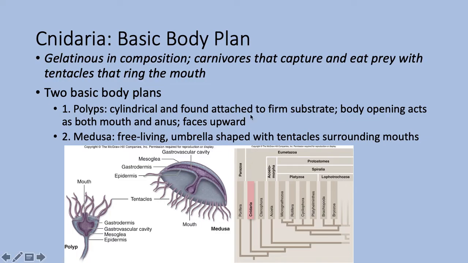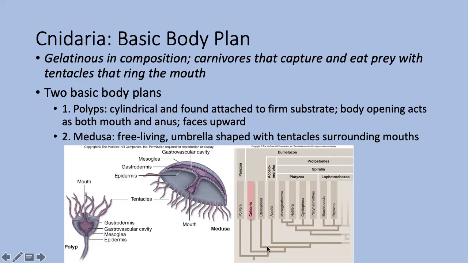Now at the polyp stage, they are attached to a substrate. So substrate's like a rock or some type of structure. The opening acts as both mouth and anus. It's faced upward. Medusa is the free-living stage. You know, kind of goes with the ocean currents, can pulsate using water propulsion. Umbrella-shaped, tentacles surrounding that mouth.